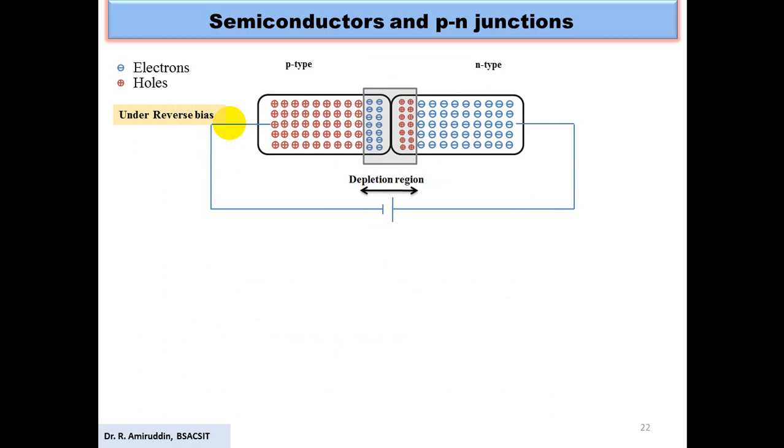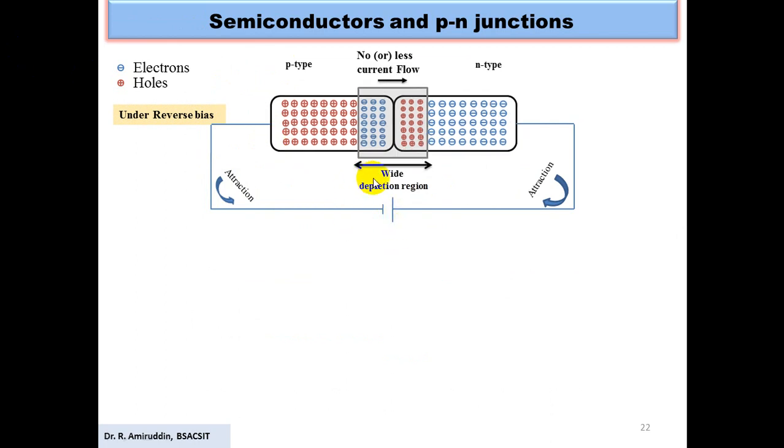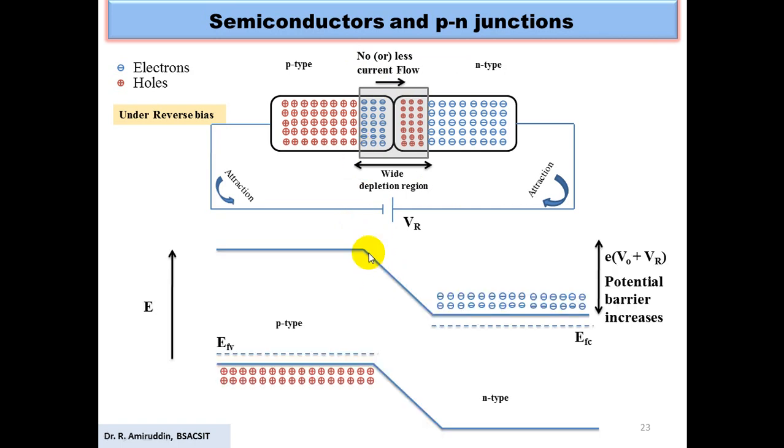Let us consider the other case, where under reverse bias condition we have the p-type semiconductor connected with the negative terminal of the battery and the n-type semiconductor connected with the positive terminal of the battery, due to which the charge carriers start attracting. Because of the attraction of charge carriers, the depletion region becomes wider, which restricts the flow of current across this potential barrier. So the barrier height increases further and restricts the flow of current from one end to the other across this p-n junction.